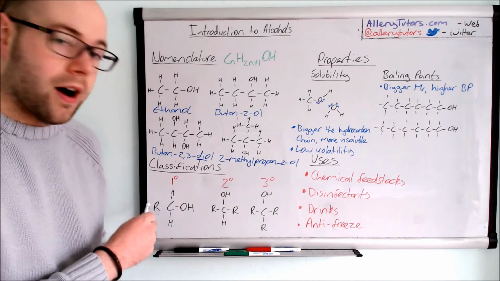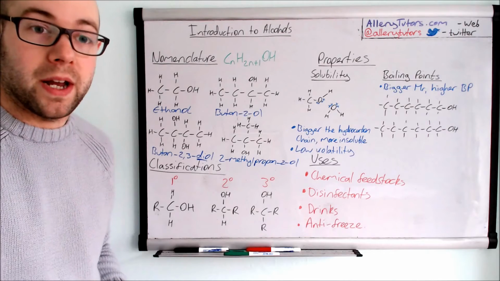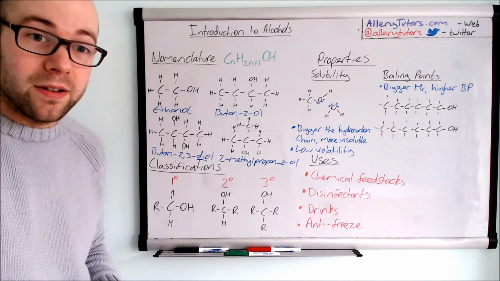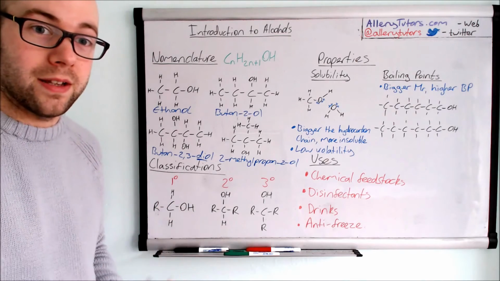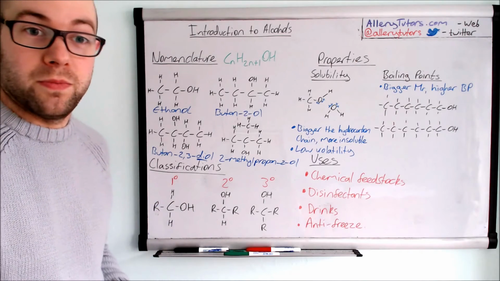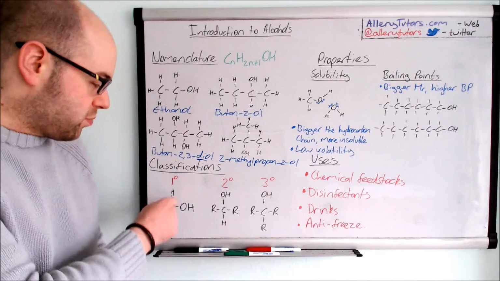And we represent R as just a methyl group. It could be another carbon, or it could be anything really. So it doesn't have to be methyl. It could be ethyl, etc. So an alkyl group is what we would call it. So this one's a primary.